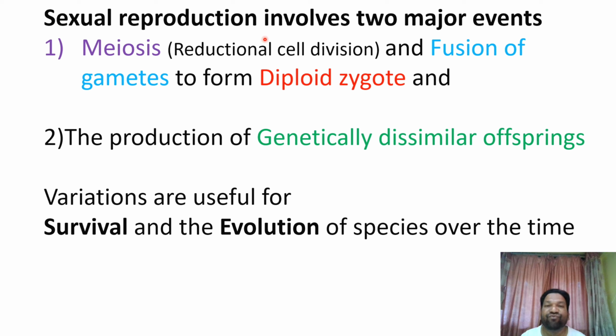Sexual reproduction involves two major events. First is meiosis, that is reductional cell division, and fusion of gametes to form a diploid zygote. And second is production of genetically dissimilar offspring. Variations are useful for survival and the evolution of species over time.